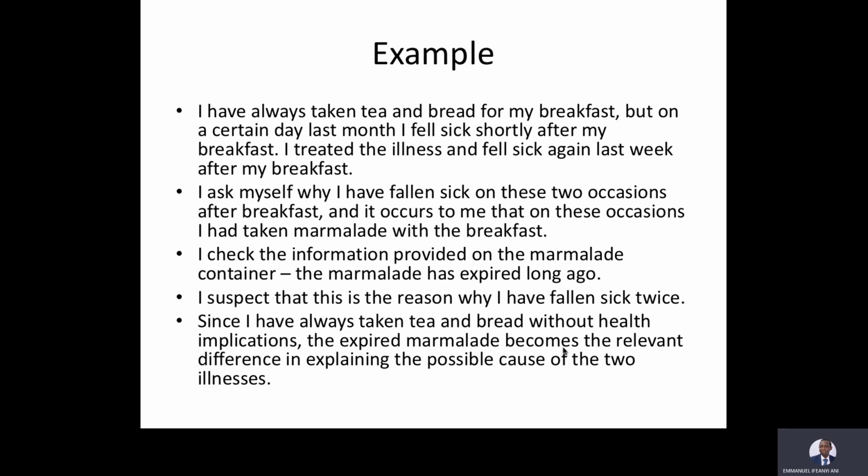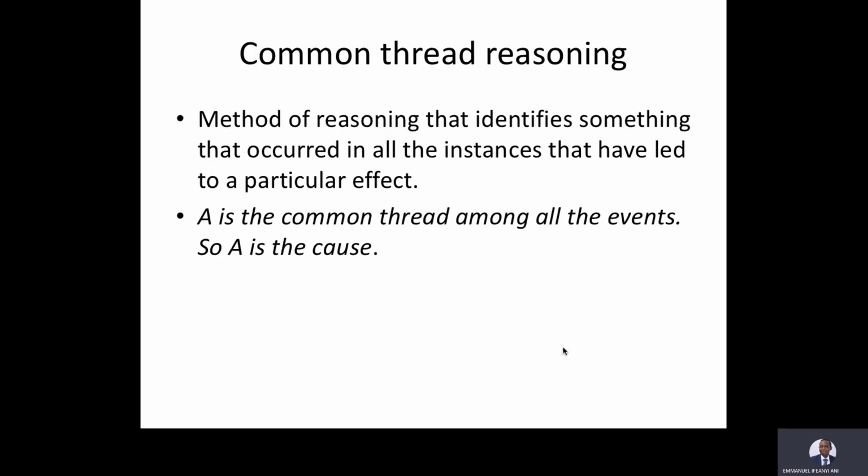Then we have common thread reasoning. This is a method of reasoning that identifies something that occurred in all the instances that have led to a particular effect. So, for example, A is a common thread among all the events. So A is the cause. Let's see how it works.